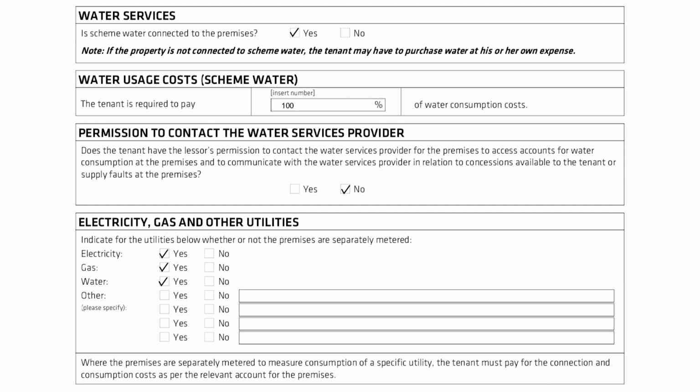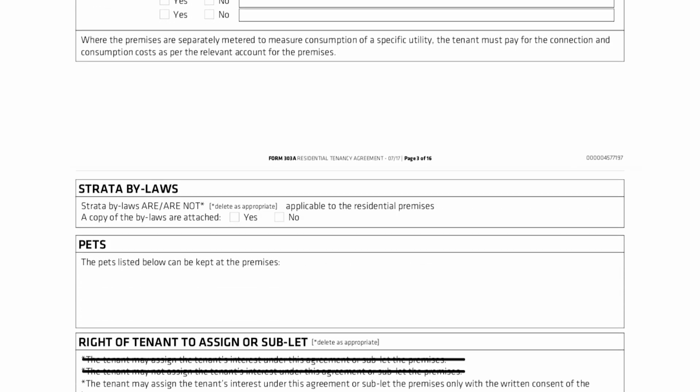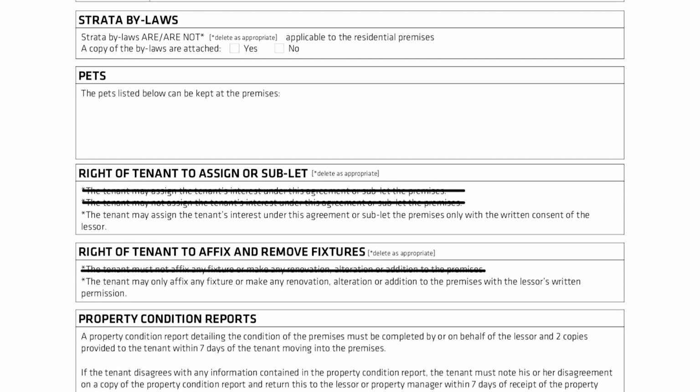Water usage costs. The tenant is liable for 100% of the water consumption. The tenant is responsible to connect their gas, electricity accounts. They will need to be done prior to you moving into the property. In this section, you'll find the pets that have been approved for the property. No other pets are allowed to be at the property.